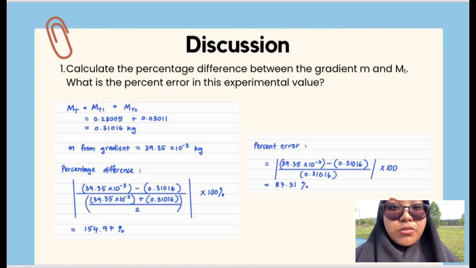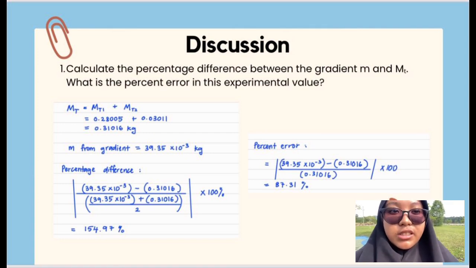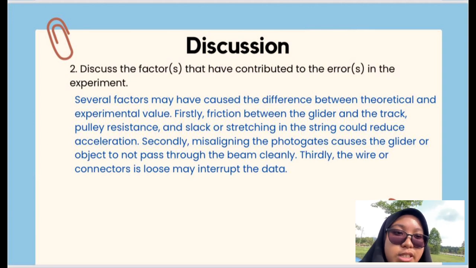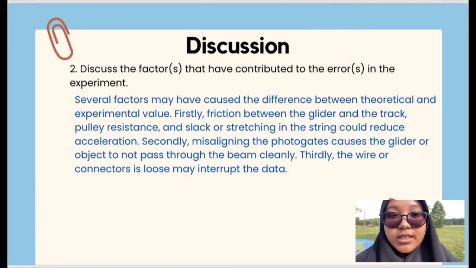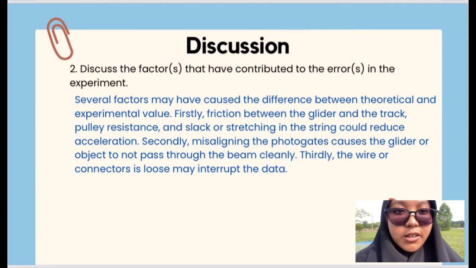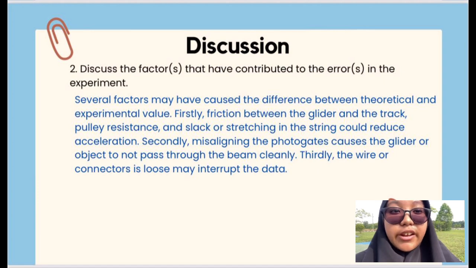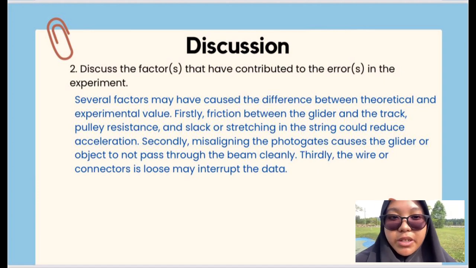154.97%. To find the percent error, this is the calculation, and the answer is 87.31%. So the next question is, discuss the factors that have contributed to the errors in the experiment.